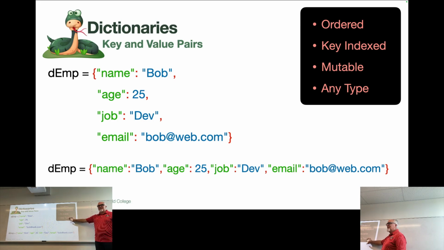And again, any type of data can be stored in a dictionary as a value. The keys are strings. Those cannot be anything you want. They have to be strings. The value that's associated with them can be anything, including a list or a dictionary. Okay, so the values can be anything, but the keys have to be strings.